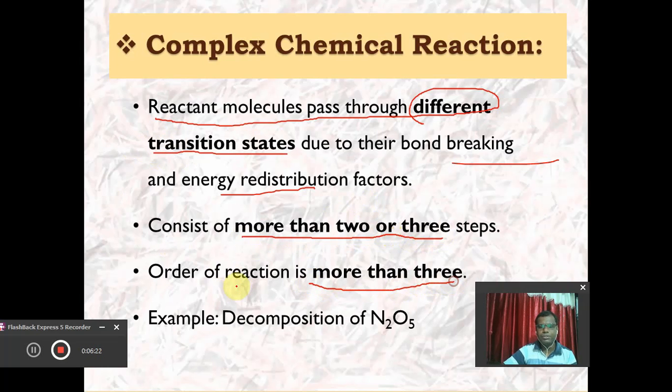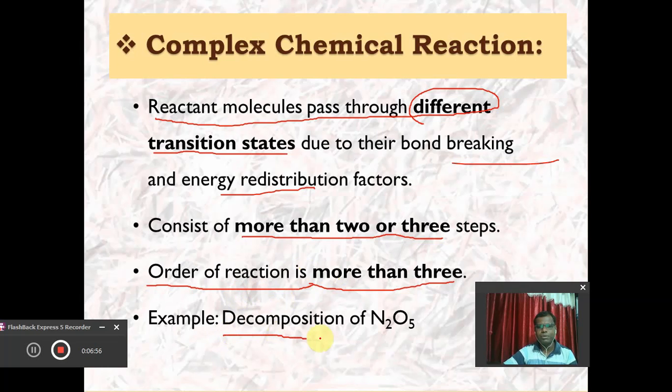Or another way by which we can define the complex reaction: a reaction whose order is greater than 3 is also called a complex reaction, because we already know what zero order, first order, and second or third order reactions are. Whenever the order of reaction becomes greater, it becomes a complex reaction. It is not a simple reaction, and in the case of a complex reaction, it is very difficult to define the mechanism of reaction as well as the rate of reaction.